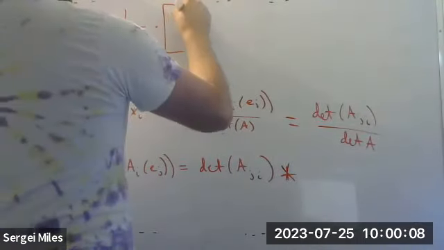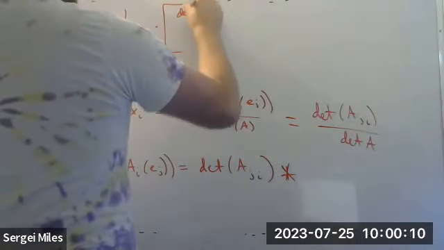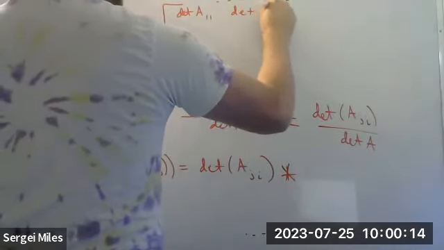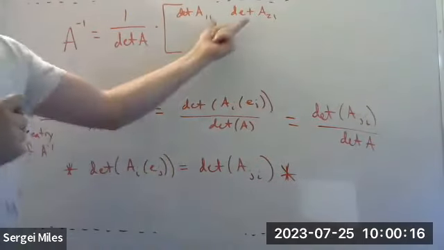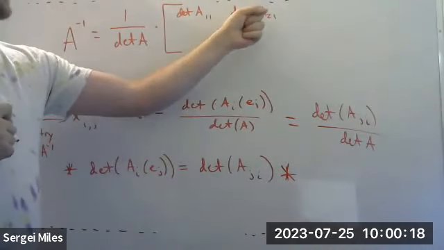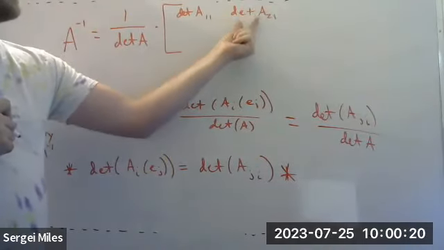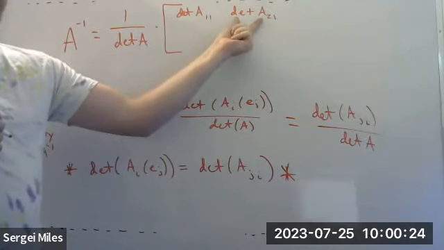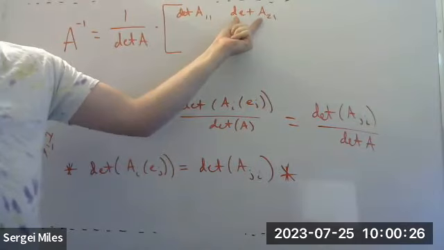So we have determinant of A1,1, and then we have determinant of A2,1. You want to be careful here with the notation. Why did I write 2,1? Usually, this entry we would call first row, second column, right? I would write 1,2.